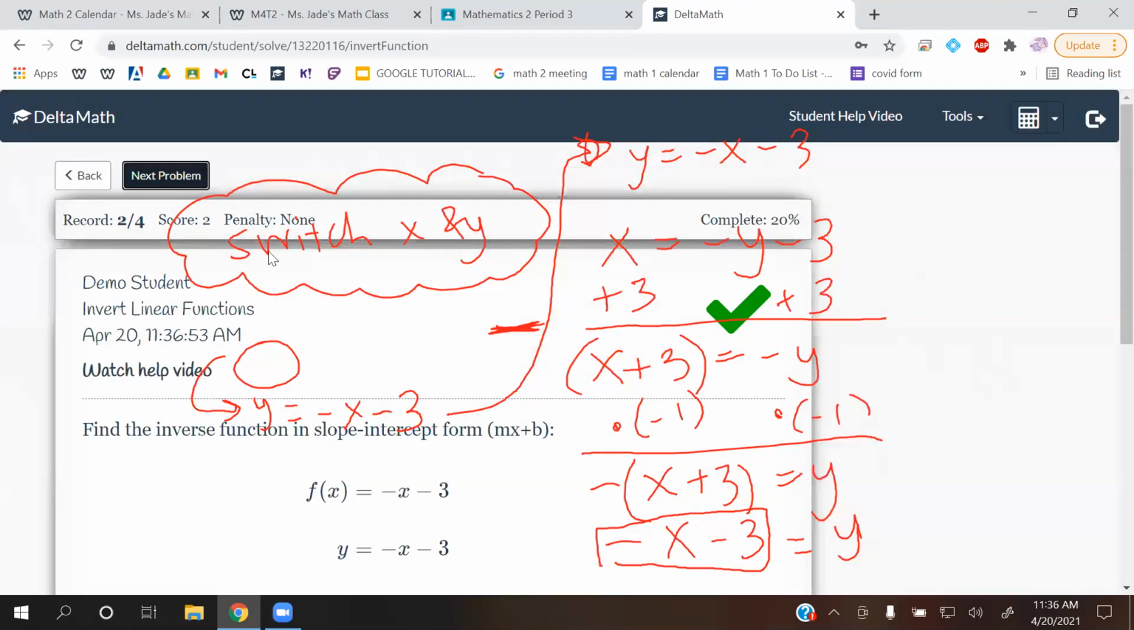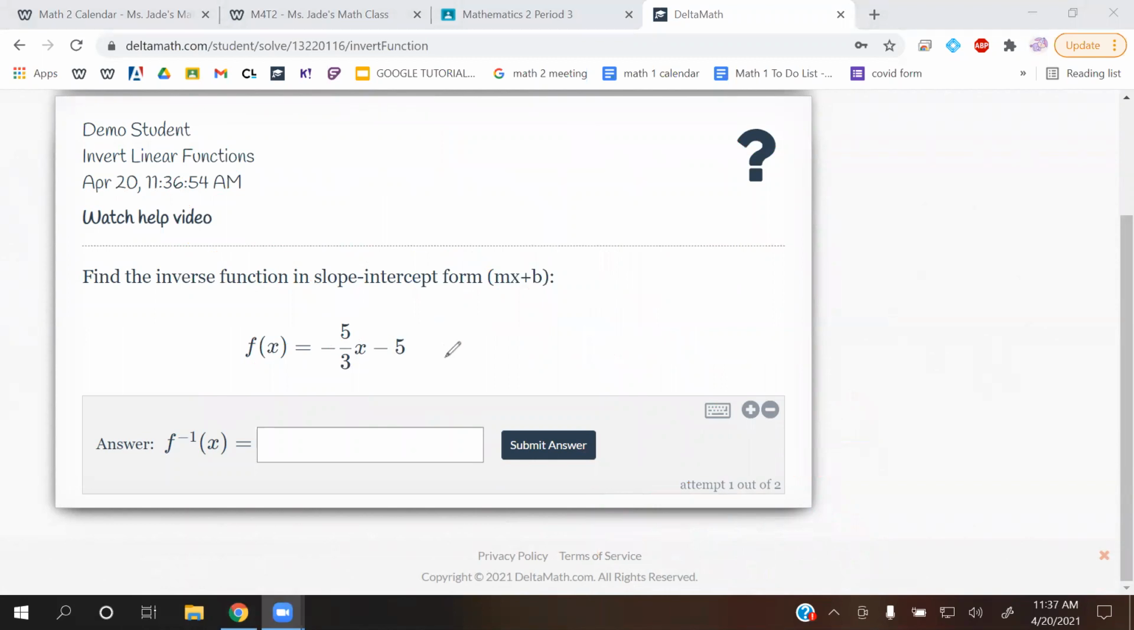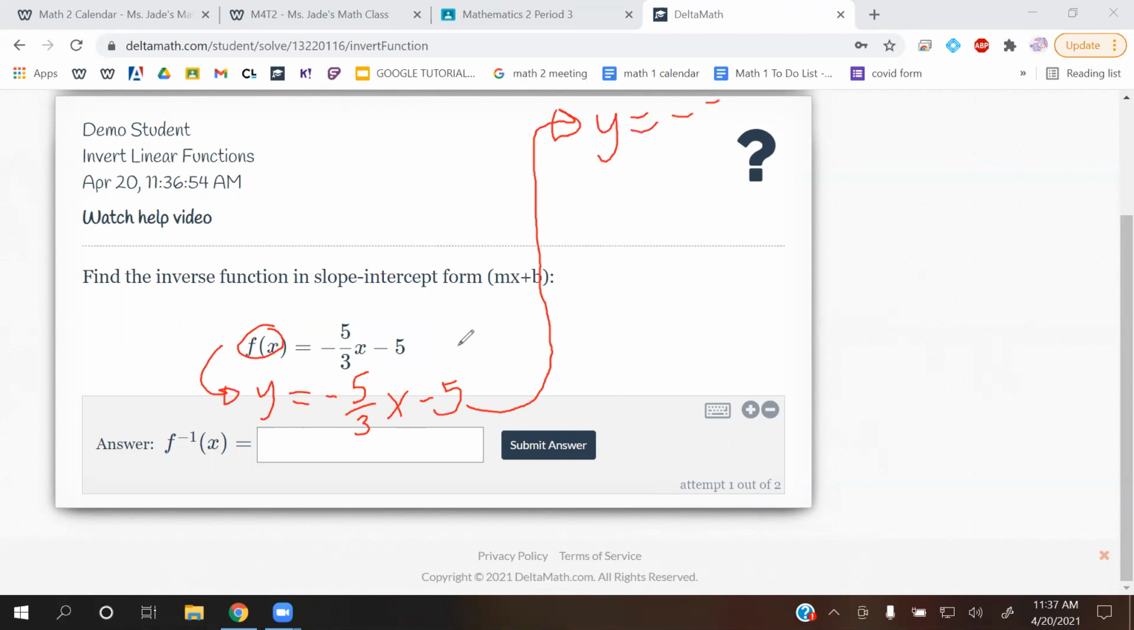Let's do one more example of this. Okay, so f of x is equal to negative 5/3 x minus 5. Remember, our first step is to replace the f of x with a y so that we can have a y in our equation. You want a y in your equation so that you can switch your x and y. Okay, so I'm going to rewrite this up here where I have space. Okay, so I just rewrote it, nothing happened.